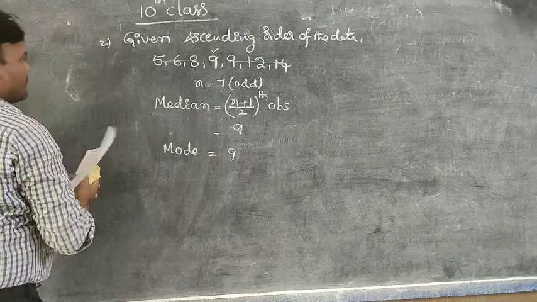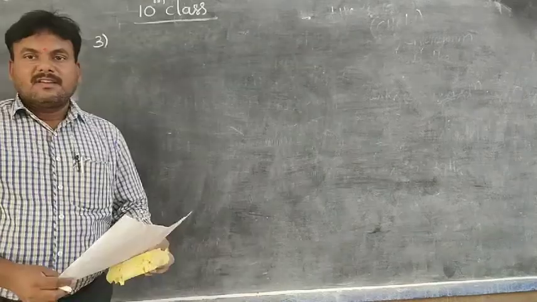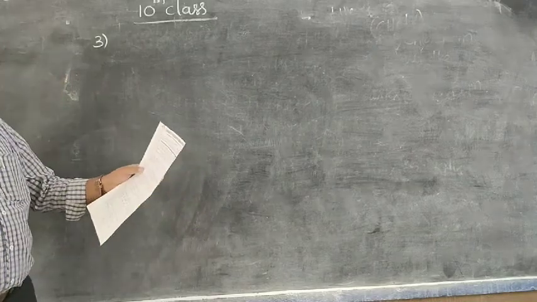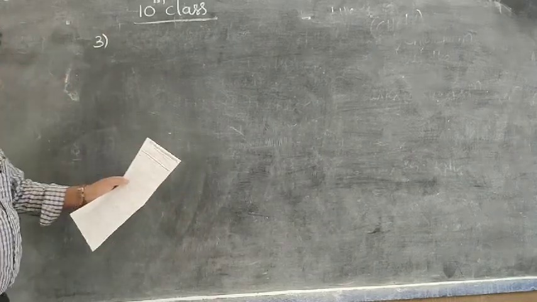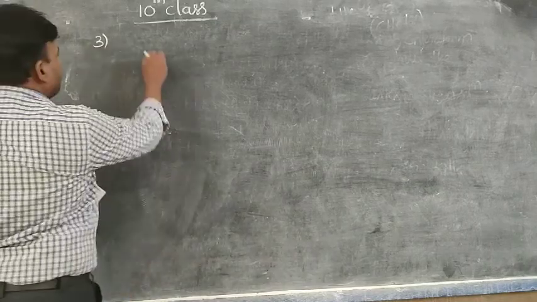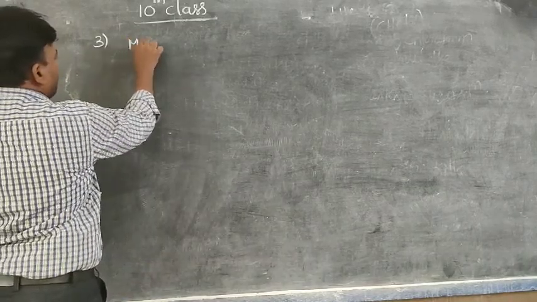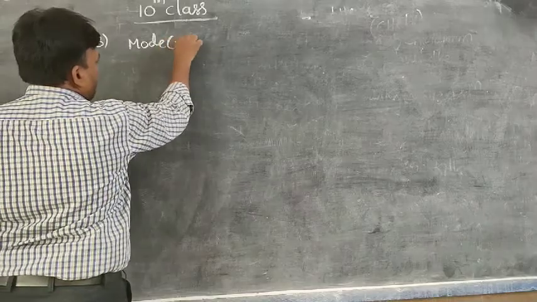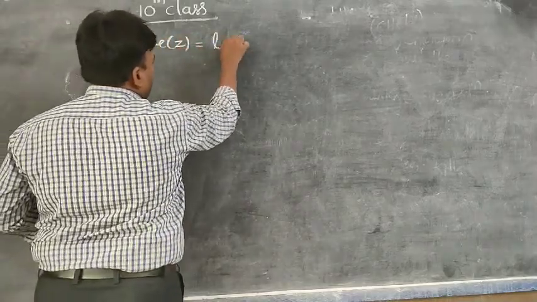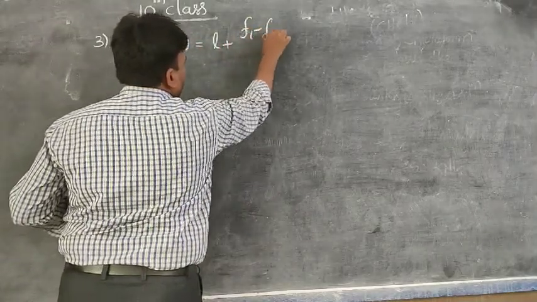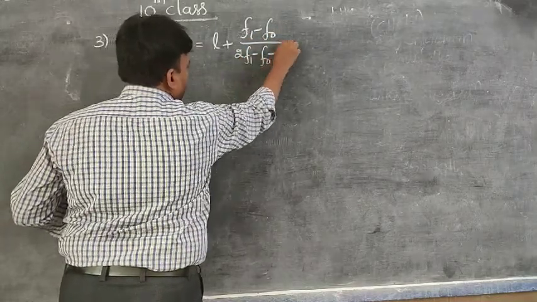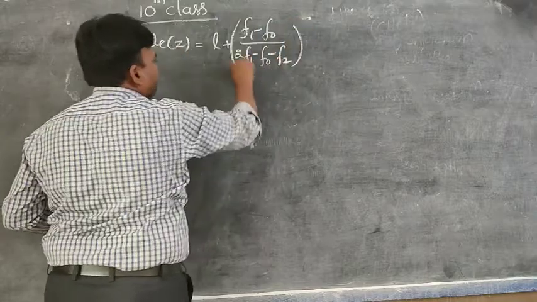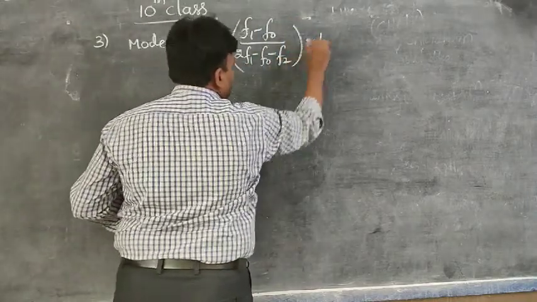And go for the third solution, students. Write the formula of mode for grouped data and explain the terms in it. Mode is denoted by the letter Z. So mode Z equals L plus F1 minus F0 by 2F1 minus F0 minus F2, into H.